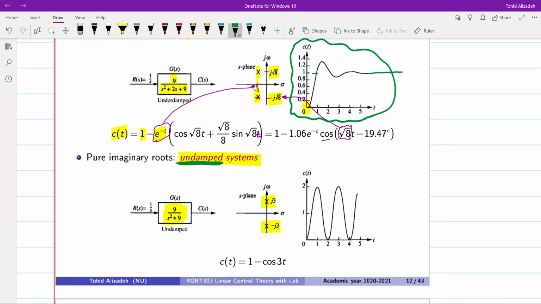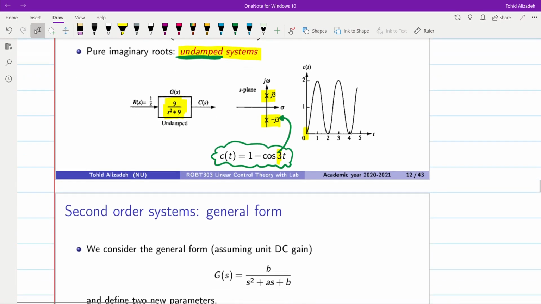We will have oscillations starting from 0 with the slope of 0 right at the beginning, and then there will be oscillations going forever. The general form for the step response comes in the form of 1 minus cosine of 3t. And again, you should pay attention that this 3 comes from the imaginary value that we have for the poles.